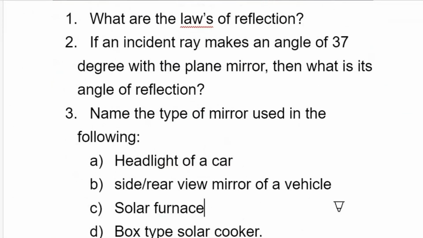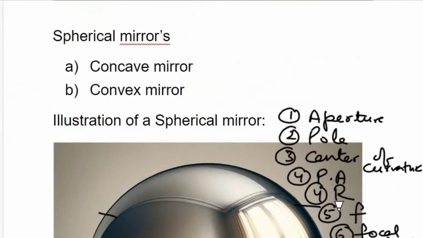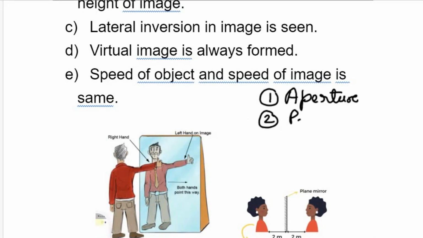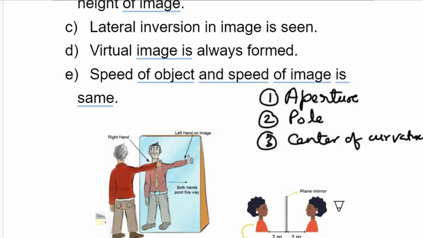So that will be a quick recapitulation. What is aperture? First one, aperture. Aperture is the diameter of a spherical mirror. What is pole? Pole is the center of a spherical mirror. Then what is center of curvature? Center of curvature is the center of the hollow sphere of which the mirror is a part, or the center of that sphere from which the mirrors are cut out.